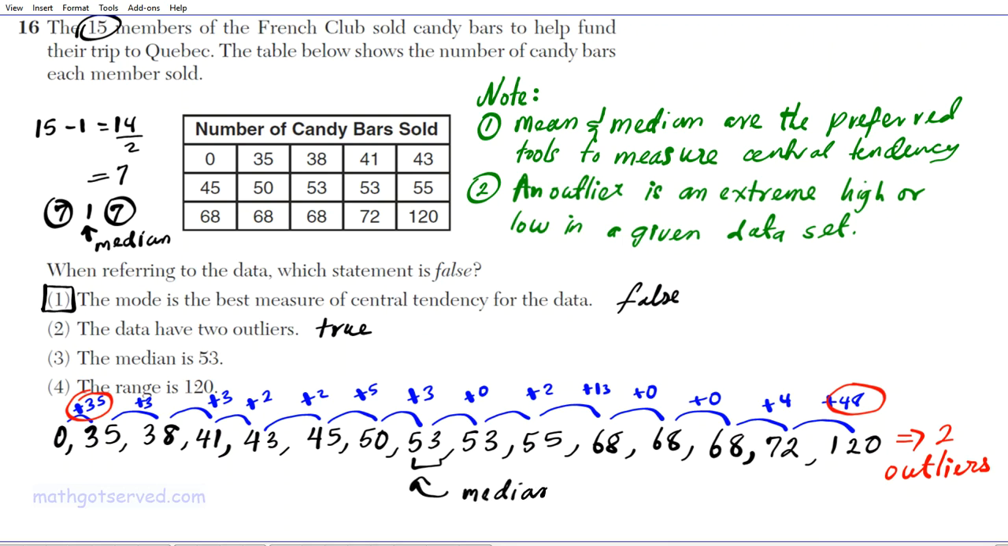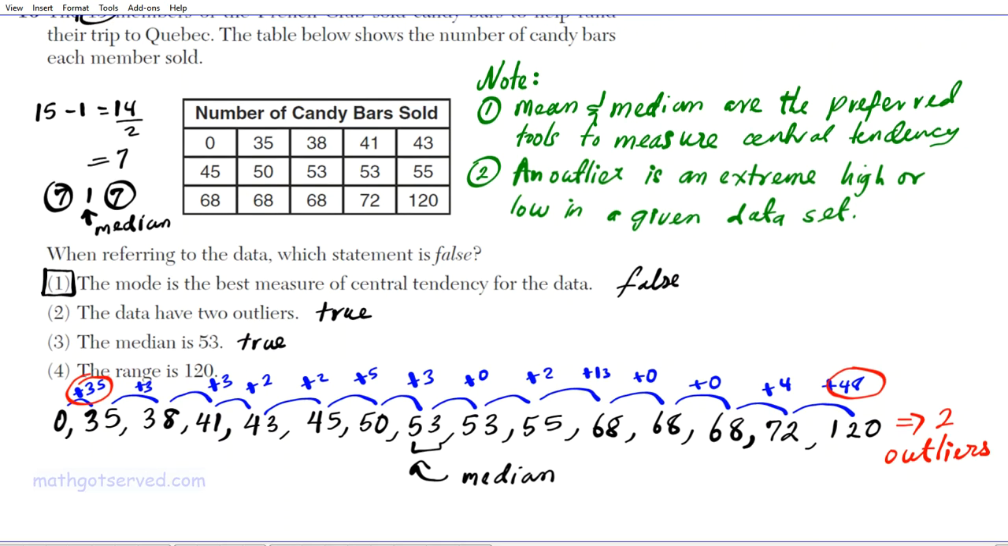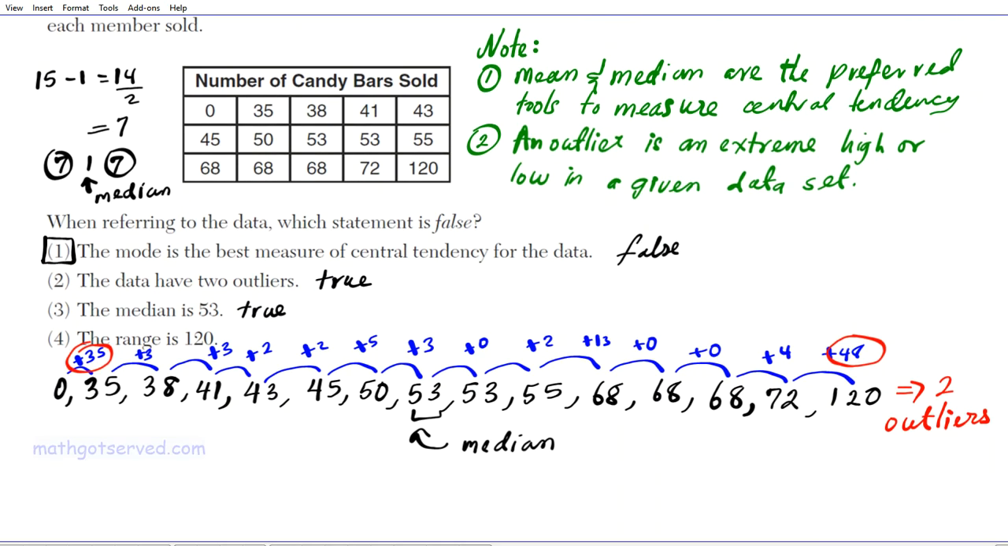Okay? You can count from the top, 1, 2, 3, 4, 5, 6, 7. And then you end up with 53 as your median. Alright? So option 3 is true also. Option 4, the range is 120. Is that true or false?